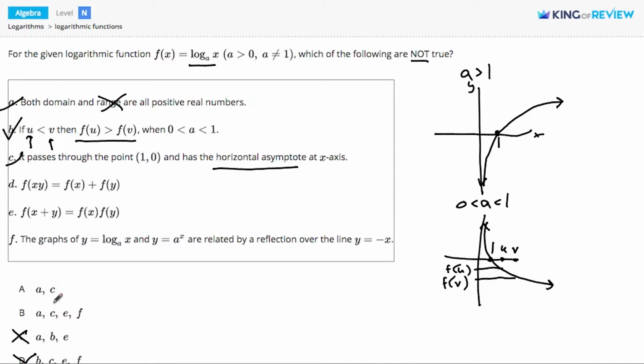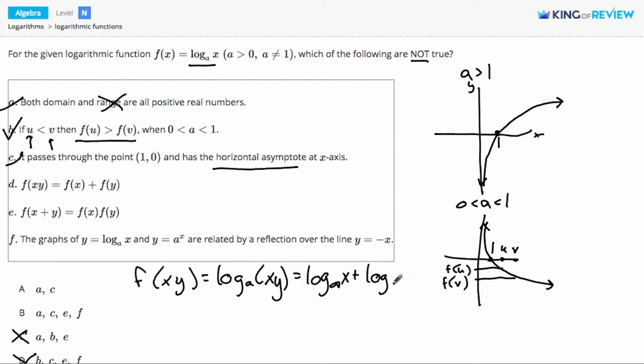D says f of x times y is equal to f of x plus f of y. This is log base a of x times y, and there's a property of logs which says we can split that up into the log base a of x plus the log base a of y, which of course is just f of x plus f of y. So D is correct. It should not be part of our solution, and indeed D is not part of choices A or B.